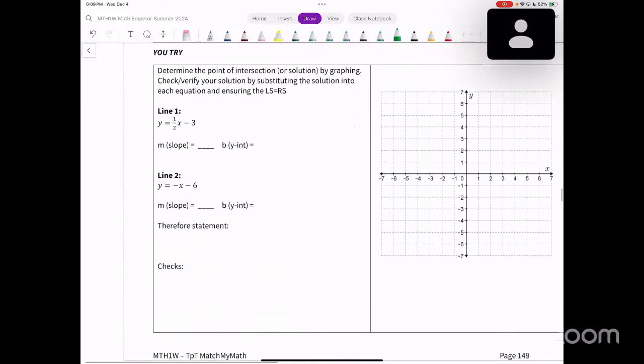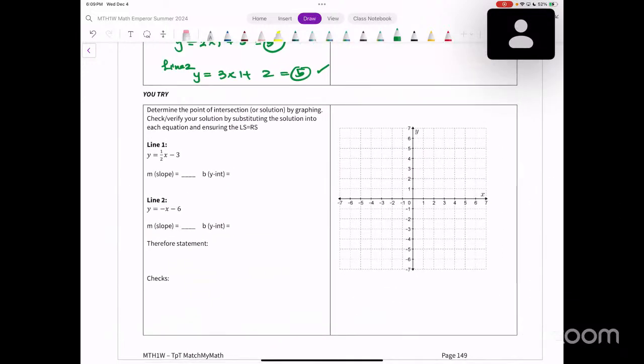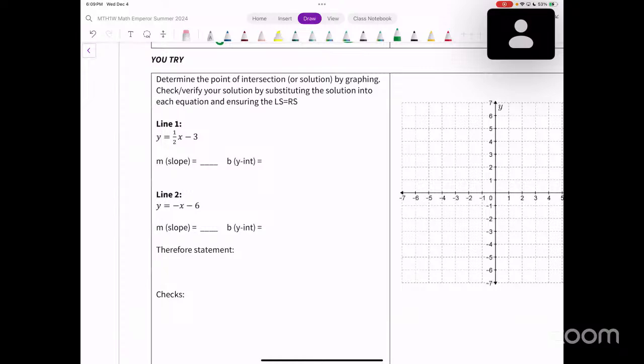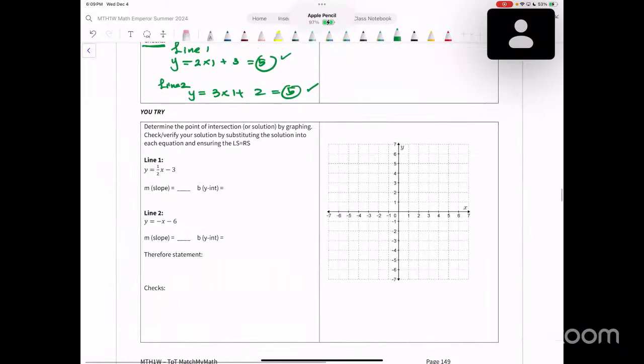Okay. So you guys got a question to find out the point of intersection. What I want you guys to do now is graph that on Desmos, and then find out the point of intersection. Draw that on a Desmos graph and find the point of intersection.